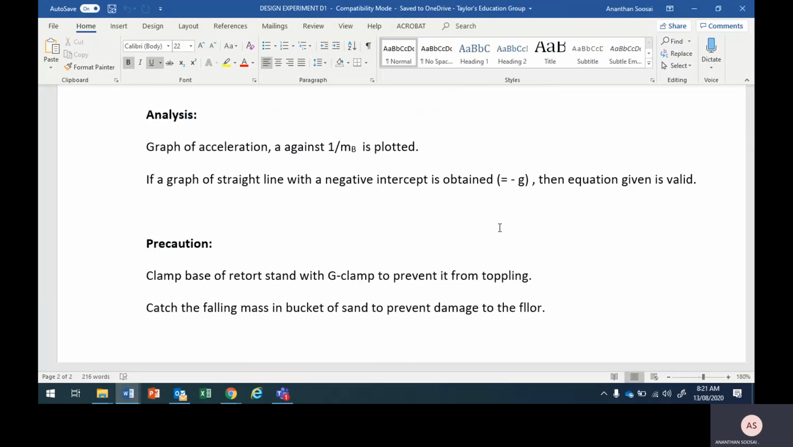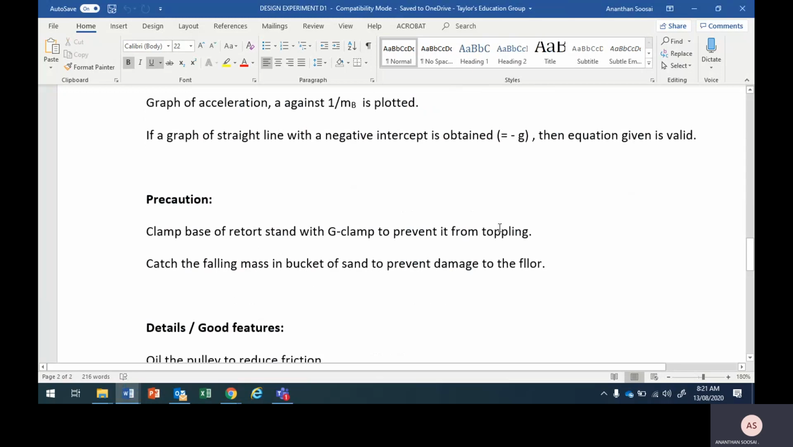Okay, next after analysis, precaution. We never put a separate title. After that, it's all extra detail. We put the title as extra detail. Under extra detail, you can put one precaution. A new format: just put extra detail. The precaution, just put it under extra detail.